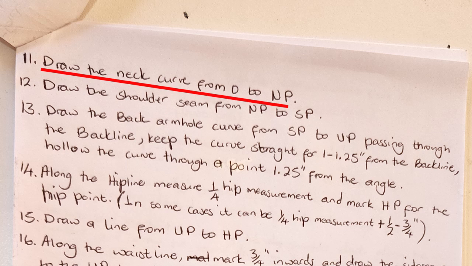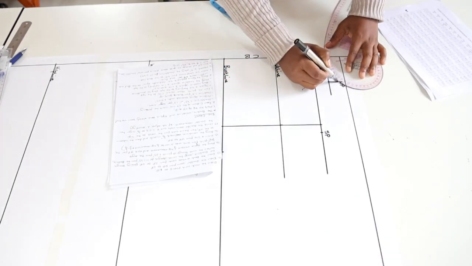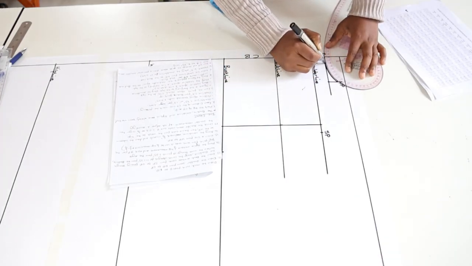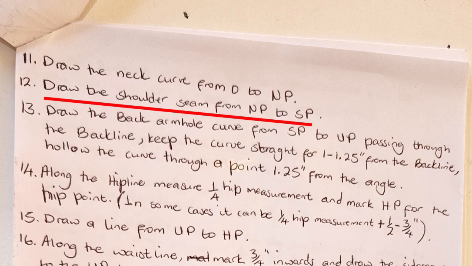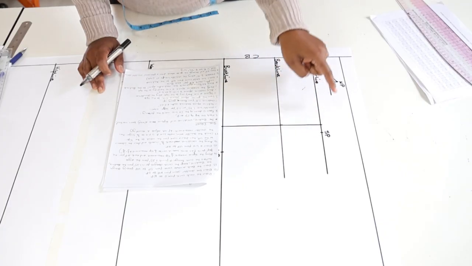Next, we are then going to draw the neck curve from 0 up to the neck point. So we just draw the neck curve at the back right here. And then next, we are going to draw the shoulder seam from NP up to SP. So we draw the shoulder seam between these 2 points.